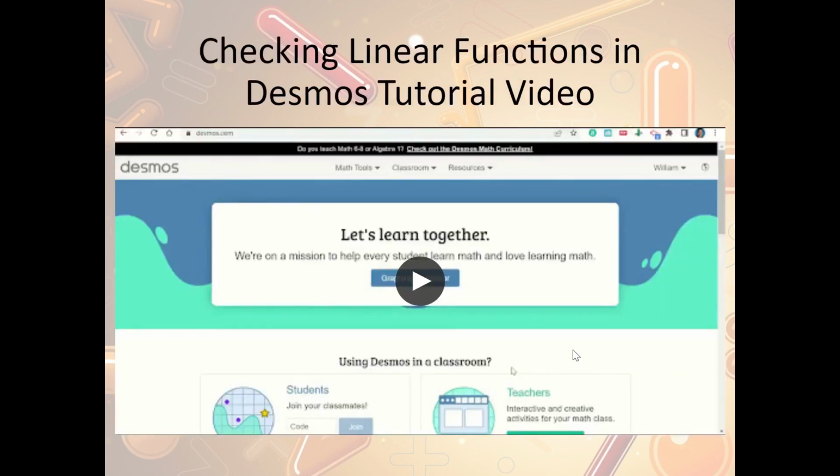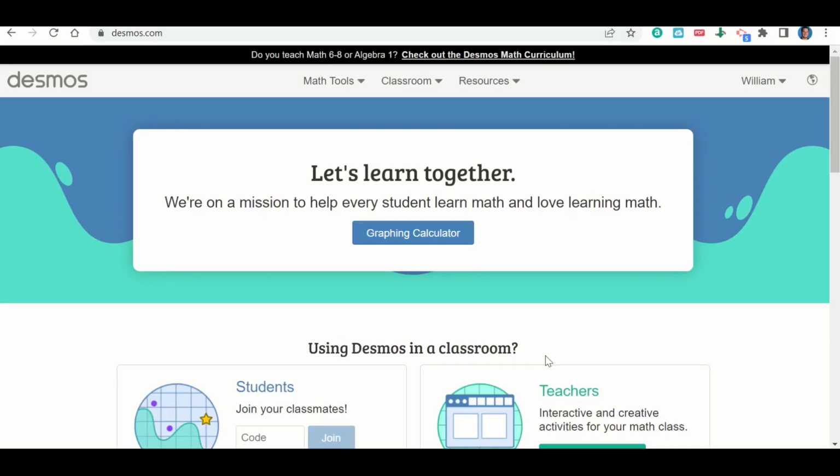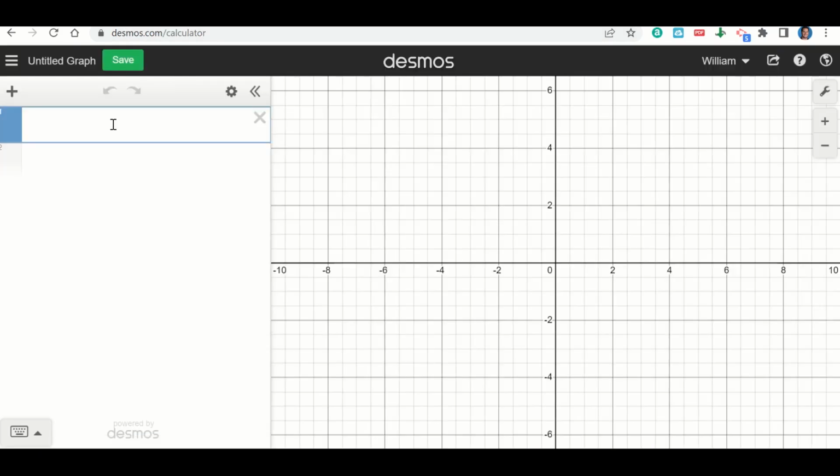There's a video here also that shows you how to graph linear functions in Desmos, so you can go ahead and watch that. Let's talk now about how to check our work with linear equations using Desmos. We're going to go to desmos.com, and click on the link that says Graphing Calculator.